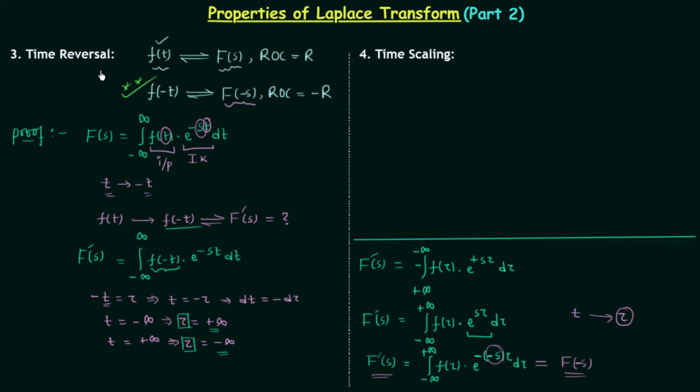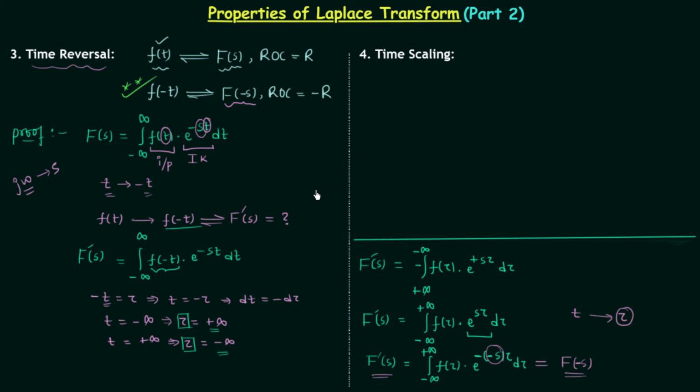Now I want to talk about one important thing. The proof we are having here is similar to the proof we had in case of time reversal property of Fourier transform. In place of j omega, we are having s, and the remaining part is same. So from now on, I will not give you the proof of the properties which are similar to the Fourier transform, because if you have followed the lectures in a serious manner, then you can easily have a proof of these properties. I will definitely give you the proofs which are different from the Fourier transform.